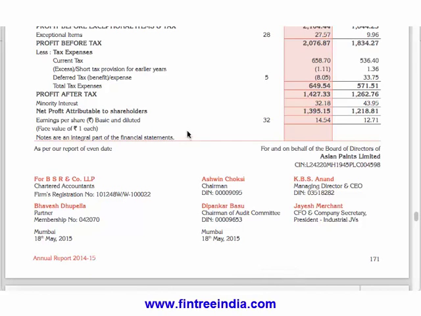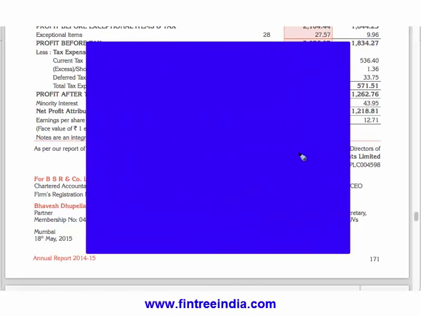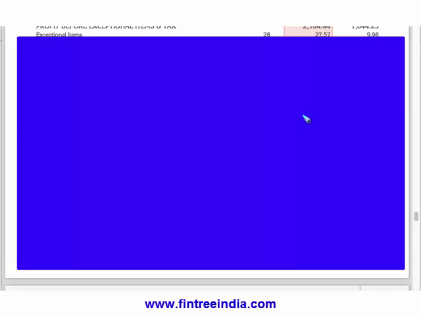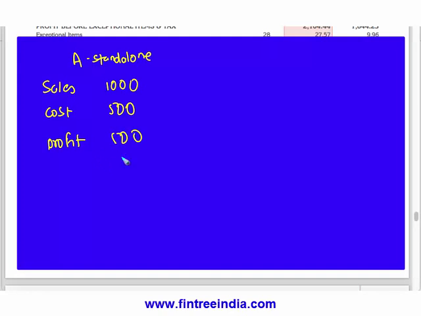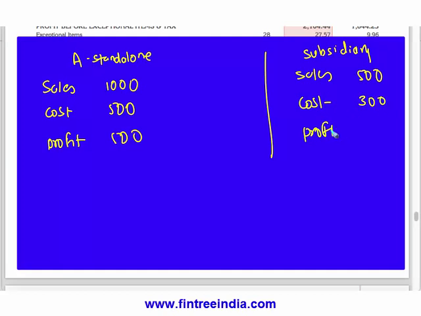So the question is asked, what is this minority interest? So this is your subsidiary. This is the acquirer's standalone income statement. Let us say sales are 1000, cost is 500 and profit is 500. I'm just ignoring taxes and other items. Let us say this is the subsidiary's standalone income statement. Sales 500, cost 300, profit 200.